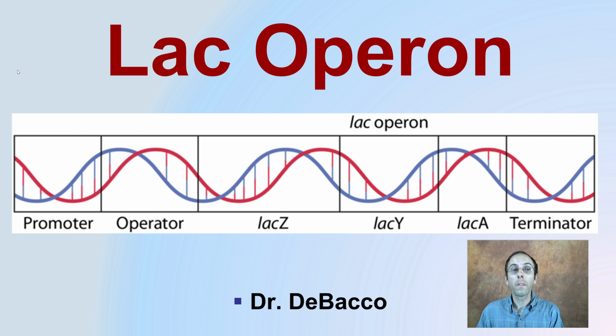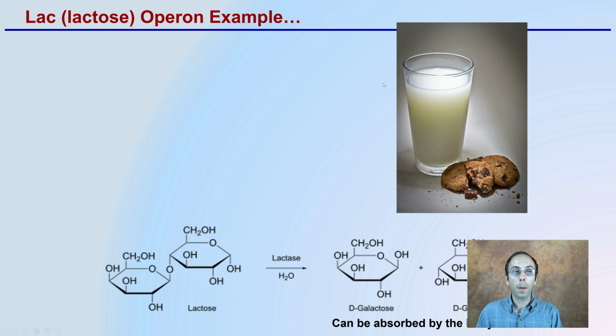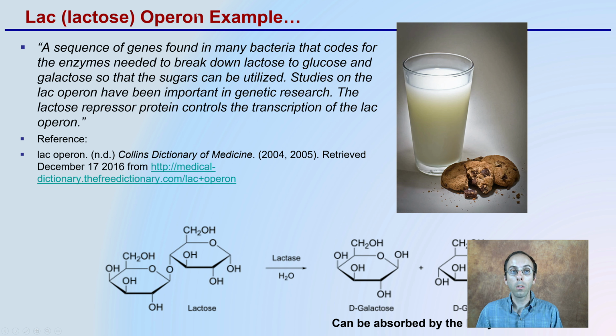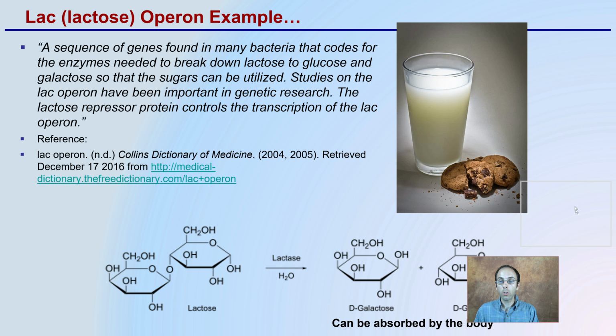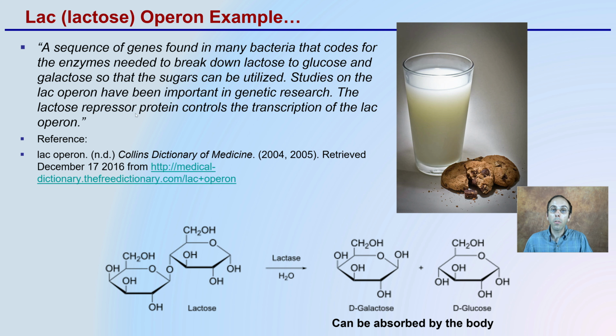So here we're going to learn about the Lac Operon and also see a simulation on exactly how it works to get a better understanding for it. So first off, the Lac Operon, Lac stands for lactose, and this is an example of a sequence of genes. An operon in general is a sequence of genes, may be found in many bacteria, that encodes for enzymes needed to break down lactose to glucose and galactose, so sugars can be utilized.